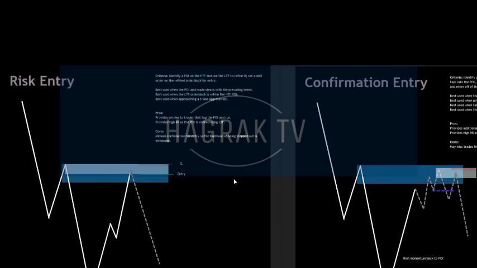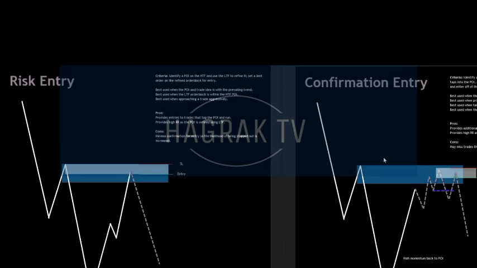The risk entry is best used when the point of interest and overall trade idea is with the prevailing trend, so looking for buys in an overall buy trend. It's best used when the lower time frame order block is within the higher time frame point of interest, and it's best used when approaching a trade aggressively, and it also is useful when price is correctively moving back to an overall point of interest.